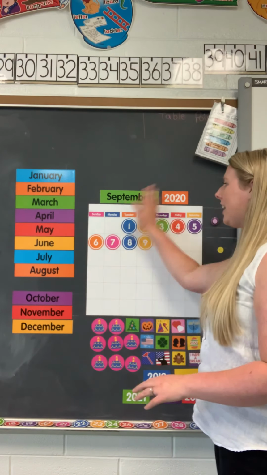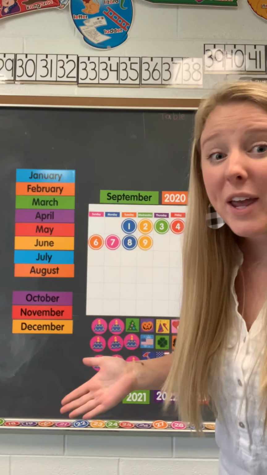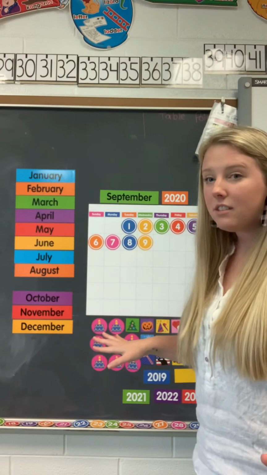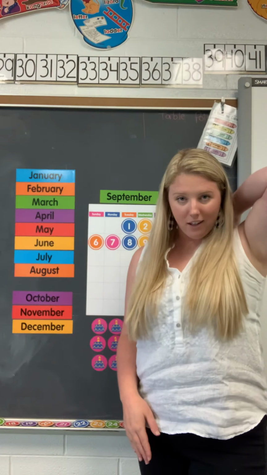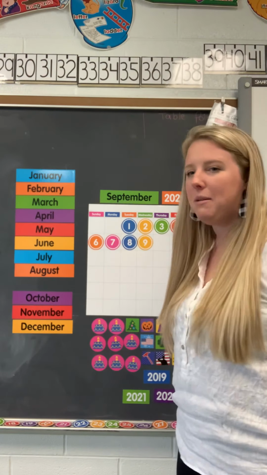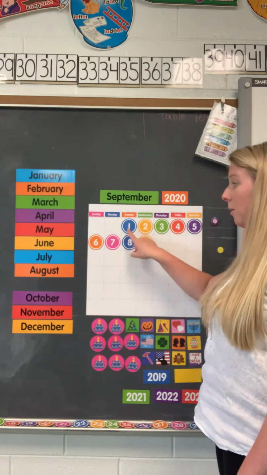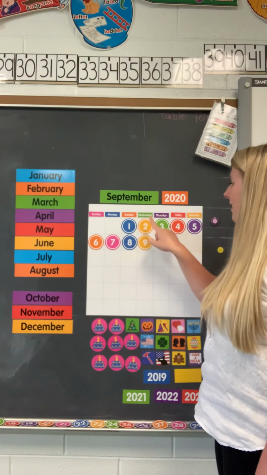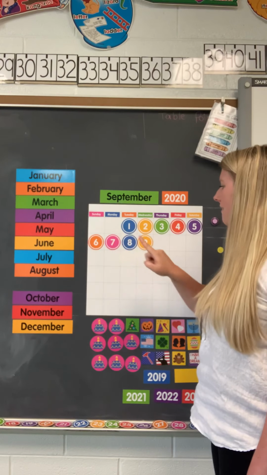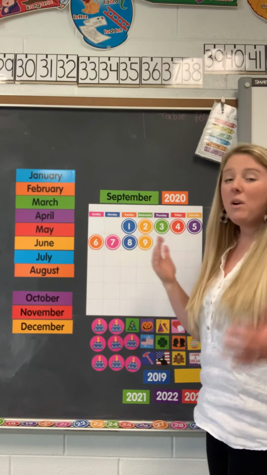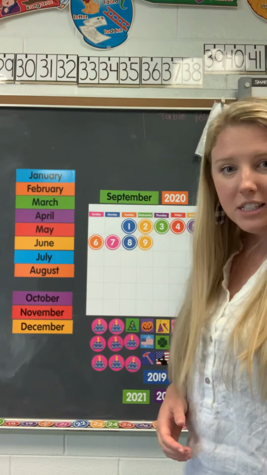Now, let's look at our calendar. Look up here. Who knows what month we are in? Starts with an S. We're in September. Good job. If you said September, pat yourself on the back. Good job, boys and girls. We're in the month of September. Now, let's count and see how many days so far we've had in September. Are you ready? We start at the 1. Let's count. 1, 2, 3, 4, 5, 6, 7, 8, 9. We've had 9 days so far in September, but we gotta talk about today.